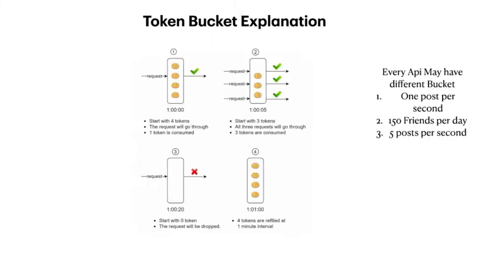Okay, so here is one scenario. There are 4 tokens, and those 4 tokens will be available for 1 minute. If you see in the first diagram, at the initial period, 0 seconds, we have 4 tokens. When a request comes, we will allocate 1 token to that request. Now we have 3 tokens remaining, and at the 5th second we get 3 requests, and all of those will be fulfilled because we have 3 tokens remaining.